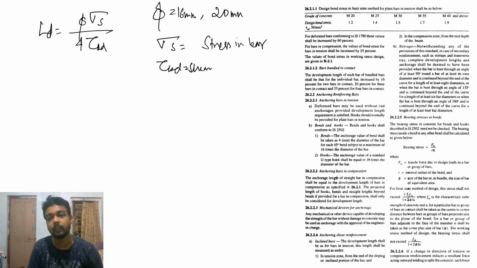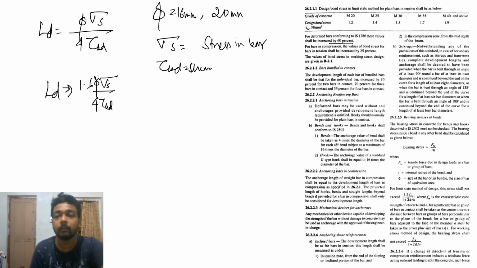But there are some tricks. For deformed bars, the value shall be increased by 60%. So for deformed bars, Ld equals 1.6 phi sigma s by 4 tau bd. For bars in compression, the stress value is increased by 25%. So that means if it is in compression, it is increased by 1.25 times.